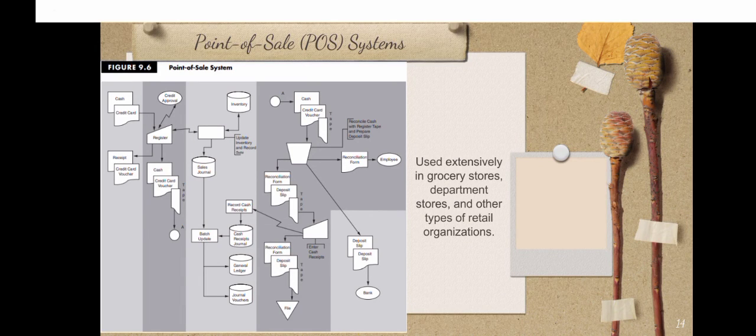Figure 9.6 shows the point of sale system. It is used extensively in grocery stores, department stores, and other types of retail organizations. In this example, only cash, checks, and bank credit card sales are valid. The organization maintains no customer accounts receivable, and inventory is kept on the store shelves, not in a separate warehouse. The customers personally pick the items they wish to buy and carry them to the checkout location where the transaction begins.